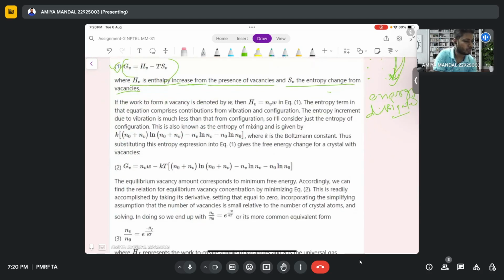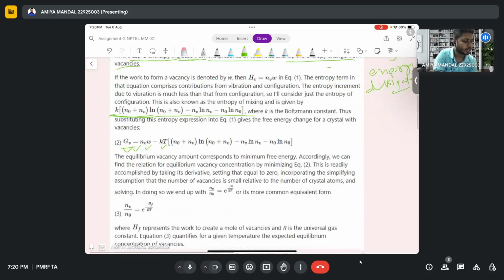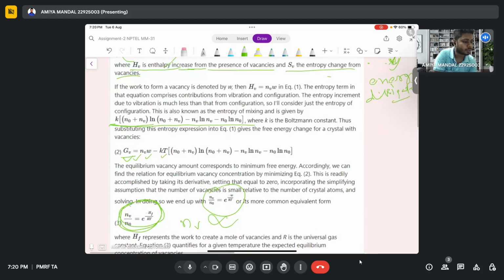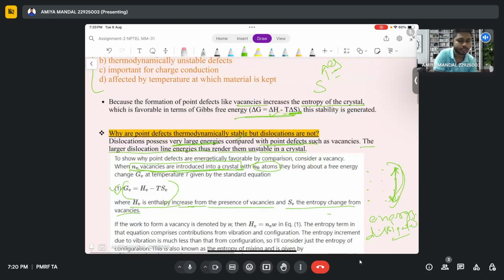And I am not going to discuss the details. You already learned about this and how GV can be calculated with NV and the T. And at last, you can see this type of relation: NV equal to N0 to the power... NV is the vacancy introduced into the crystal.